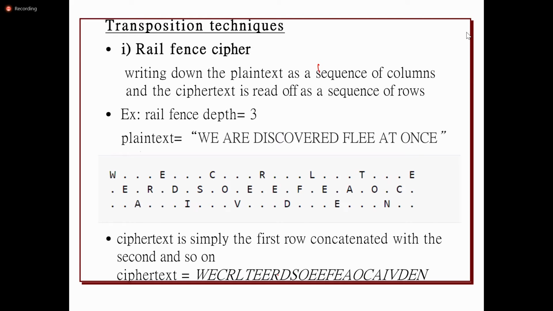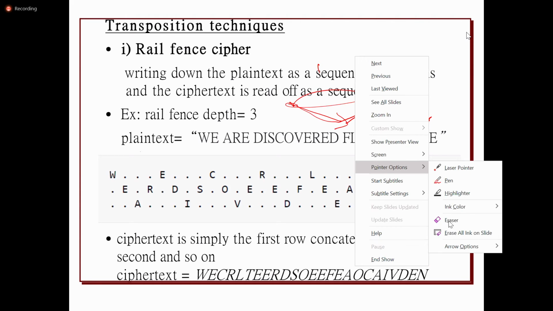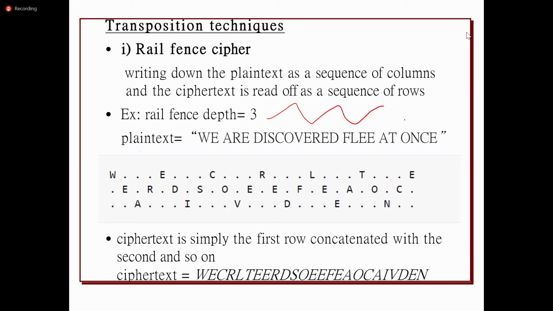In this, the first technique is rail fence. Here it will take the plain text and write it in a rail fence order. First it will take the depth. Whatever the plain text is, it will arrange it in a rail fence manner, in a diagonal manner. In this manner, the plain text will be arranged.